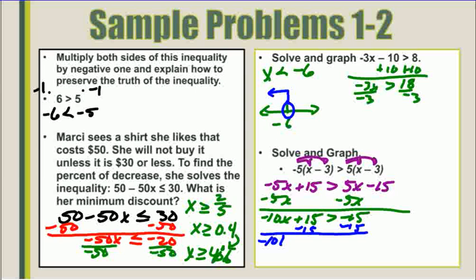And I'm at -10x is greater than -30. To get x by itself, I divide by -10. And I'm left with x is now less than a +3 because since I divide by a negative number, I flip the symbol. My number line, this would be 3. Need an open circle on 3. Less than means it goes to the left.